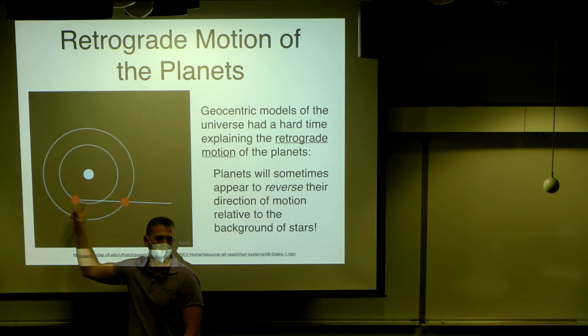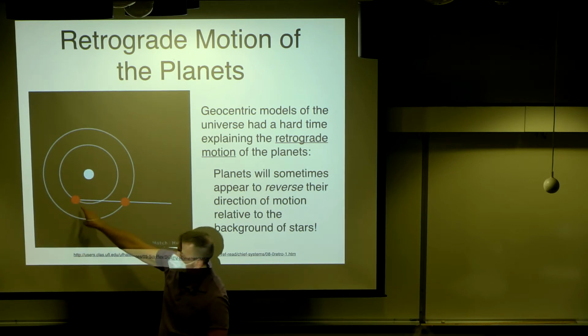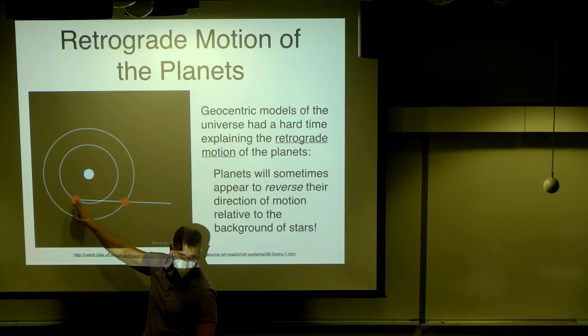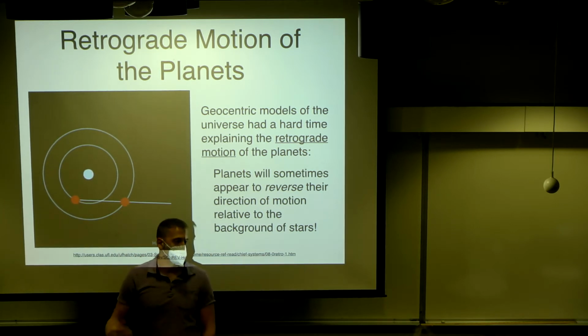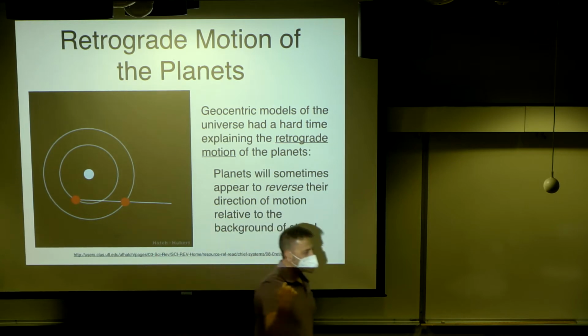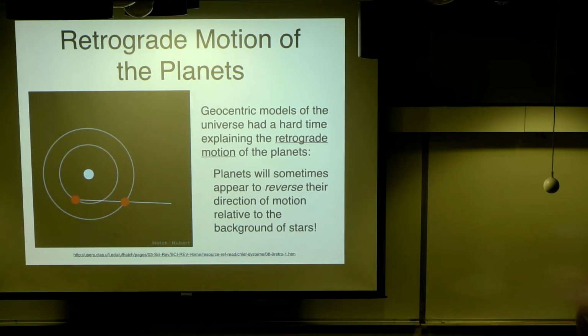So we can explain retrograde motion if we don't put Earth at the center of the universe and we just say, well, Earth is just another planet going around the sun just like all the others, okay? So what I'm going to show you is this dot is going to represent the Earth, this dot is going to represent Mars, and we're going to see what it looks like as they both move around the sun, okay?